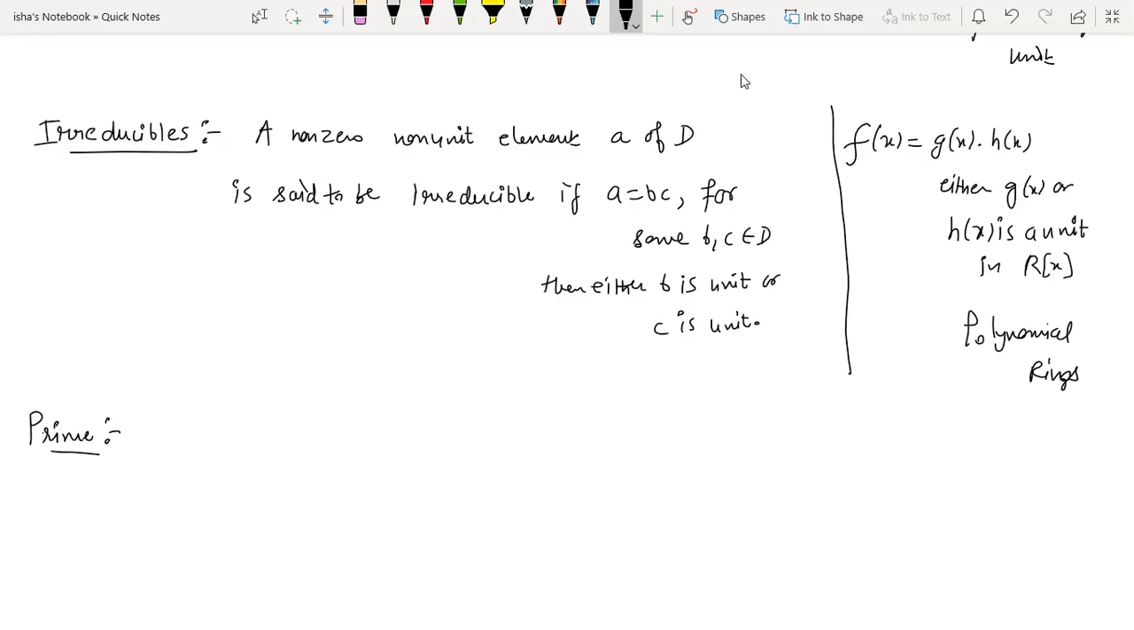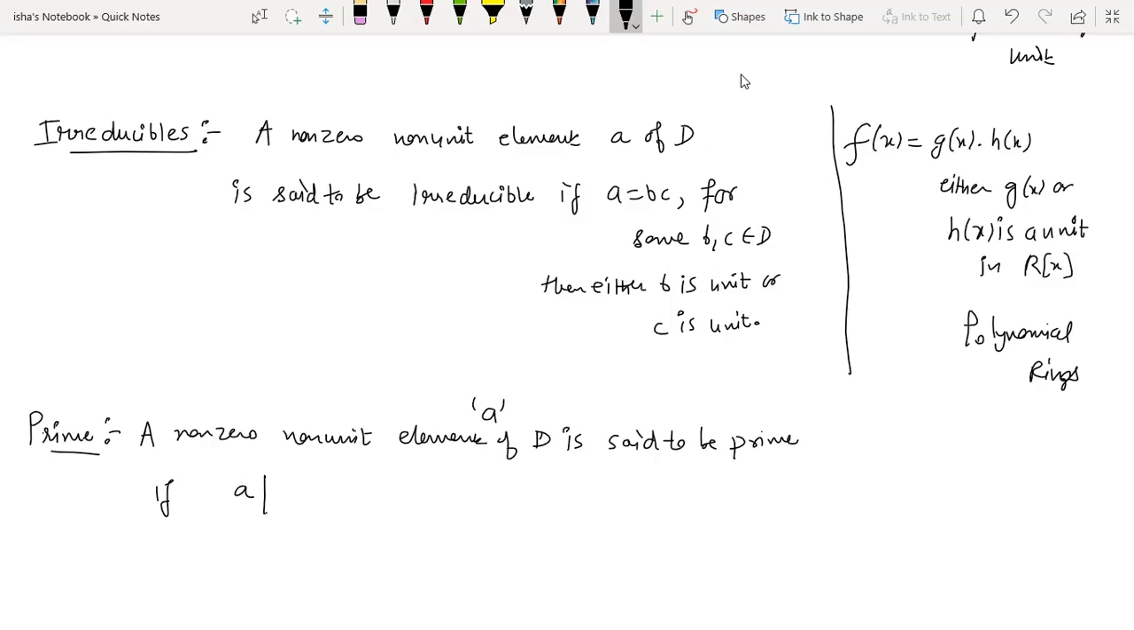Prime, right? Let me give you the definition of this third kind of element. A non-zero, non-unit element A of the integral domain D is said to be prime if A divides BC implies A divides B or A divides C. So this is the definition of a prime element, right?